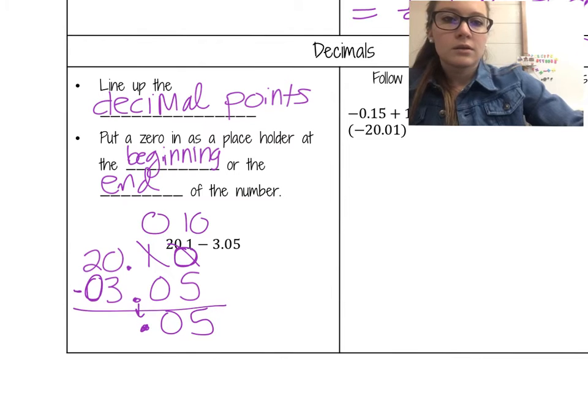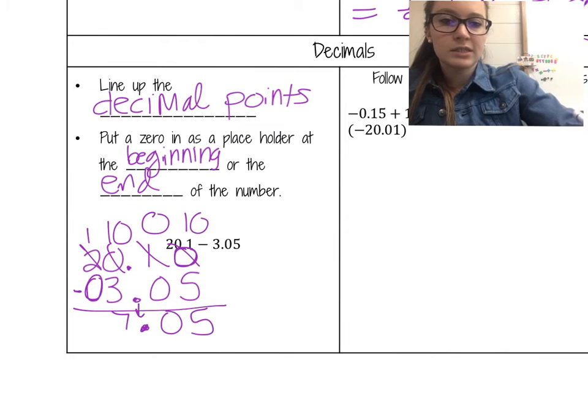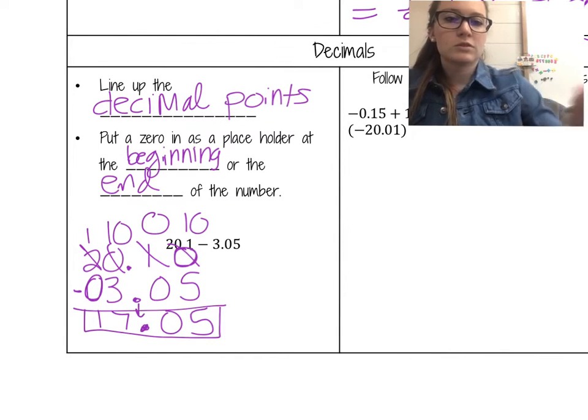Okay, 0 minus 3, I can't do that. So I'm going to borrow 1 from this 2. This 2 becomes a 1, and the 0 is now a 10. 10 minus 3 is 7, and 1 minus 0 is 1. So 17.05.